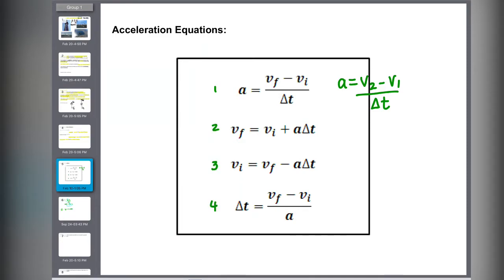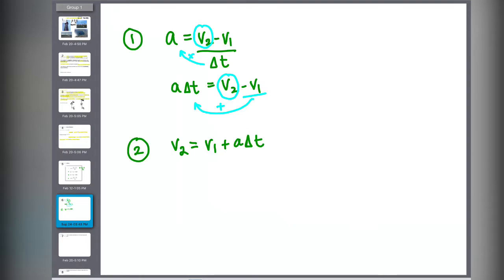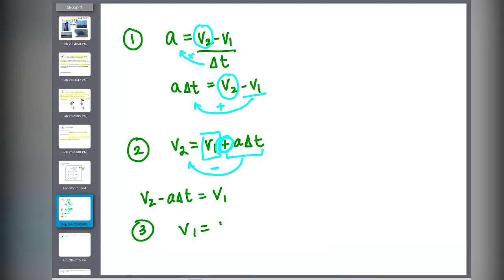The next one they want to isolate is V1, equation 3. So I'm just going to call this equation 1, 2, 3, and 4. How did they get equation 3? From equation 2, if I would like V1 to be on its own, then I'm going to have to bring this guy all over because it used to be adding. It now becomes subtracting. So V1 is V2 minus a delta T. If I rewrite it a little bit better, I put my V1 on one side: V1 is V2 minus A delta T.